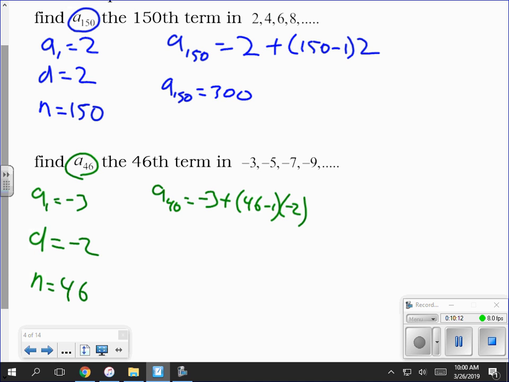And you're going to want to use your calculators a lot today. 46 minus 1 is what? 45. 45 times negative 2 is negative 90. Negative 90. Not 3. And I get negative 93. So the 46th term is negative 93. And multiply. Okay, questions on that? This one's not too simple. If I want to jump somewhere in the middle, I just need to be able to figure out what these parts are.